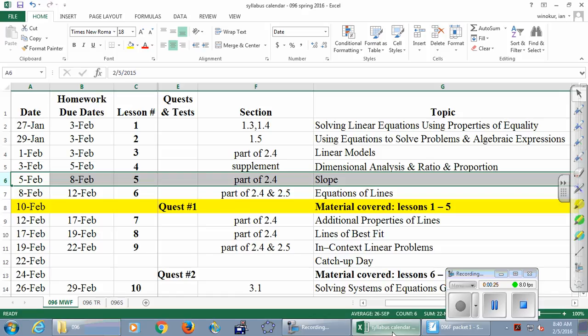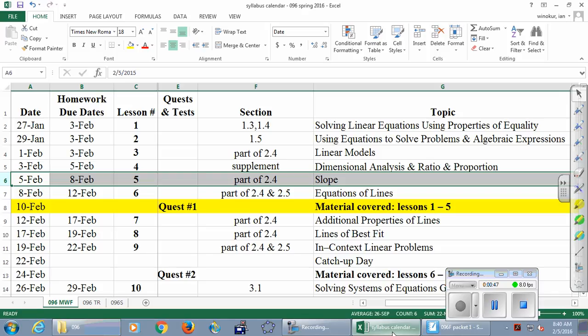But we are here, and we're going to do what we were planning on doing, which is to talk about slope. So according to our calendar, this is lesson number 5. The homework for today's class is going to be due on Monday. And again, we're now in our rhythm where the homework assigned one day is always due the next class. The only exception to that is when we have a test or a quest.